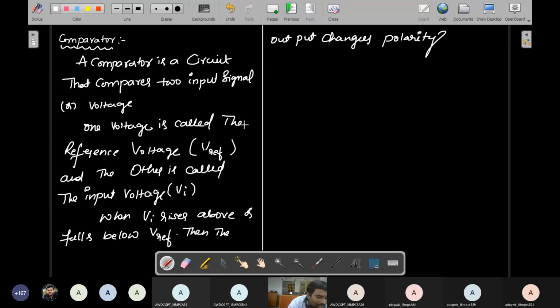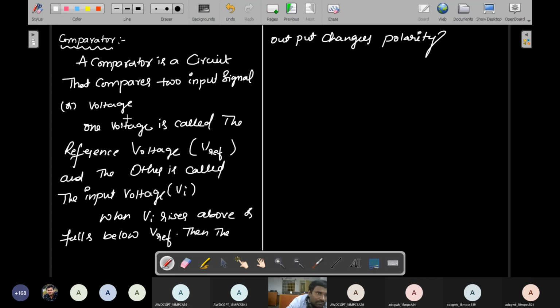So this is what I am saying about comparators. The comparator is a circuit that compares two input signals or voltages. One voltage is called the reference voltage VREF, and the other is called the input voltage. When VI rises above or falls below the reference voltage, the output changes its polarity.